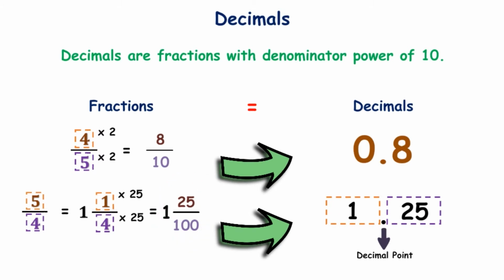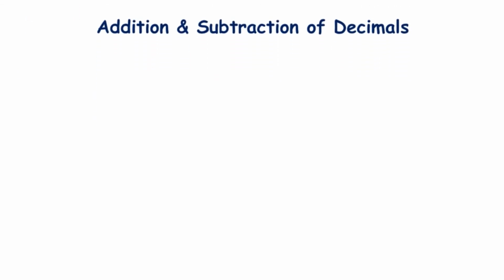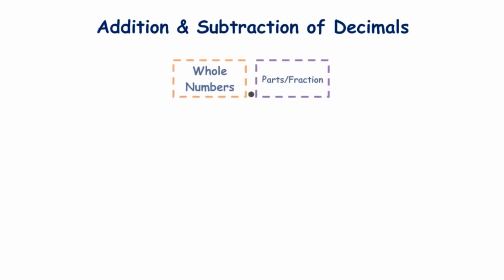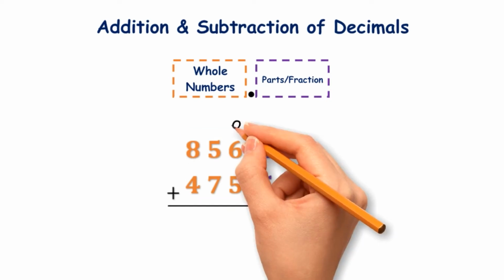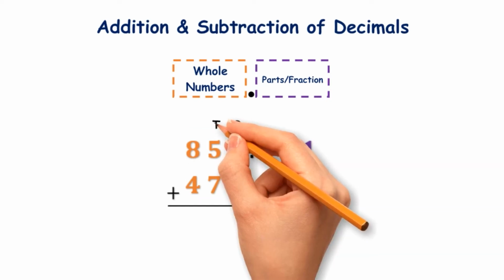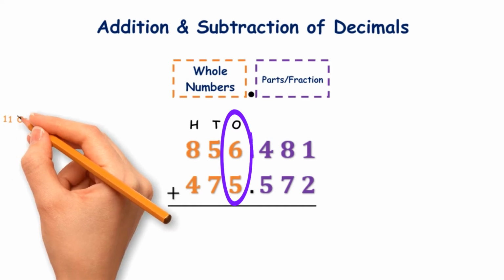Let's have a look at the addition and subtraction of decimals. To add or subtract decimals, be careful with whole numbers and parts or fractions. Let's have an example. First, we will add whole numbers. We will start with ones, then tens, then hundreds. 6 ones plus 5 ones equal 11 ones.